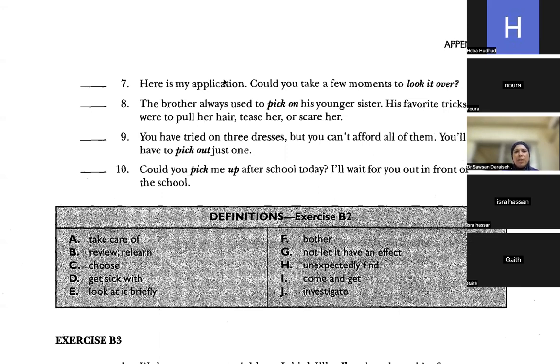So here's my application. هذا الطلب, you know, form بدك تعبيه, you know, could you take a few minutes or moments حتى ثواني, moments بتفرق عن minutes دقايق, و moments, guys, they ثواني, all right?